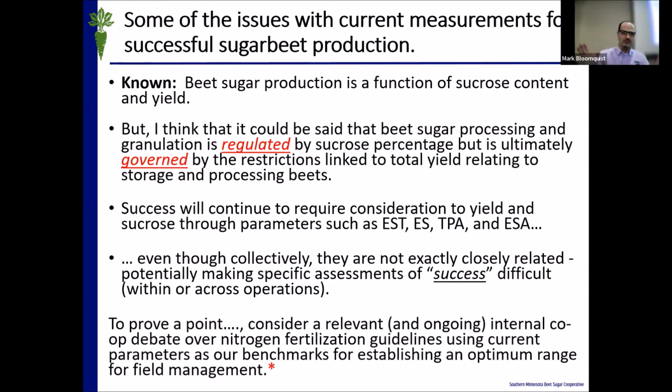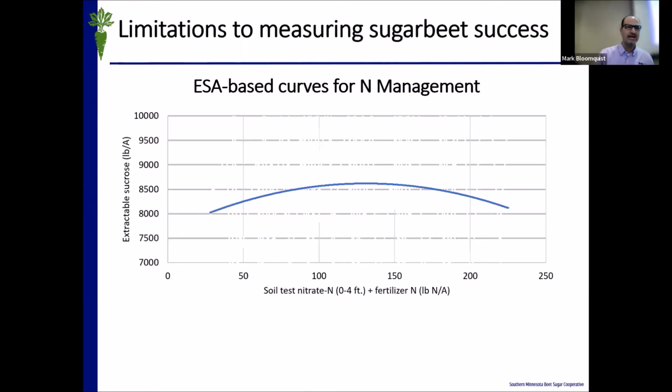So to prove my point, I want you to consider a very relevant and ongoing internal cooperative debate over nitrogen fertilization guidelines using our current parameters as our benchmarks for establishing an optimum range for field management. Now, David Mettler discussed this, actually gave me a nice little pre-endorsed indication of what I'd be talking about, because this is kind of difficult. And I think you'll see what I'm talking about as we get into these next couple of slides.